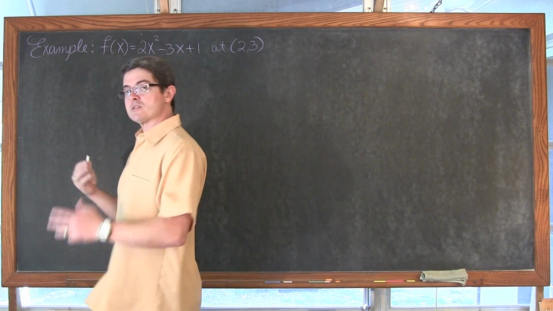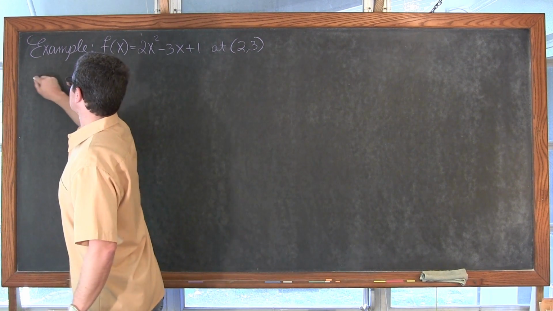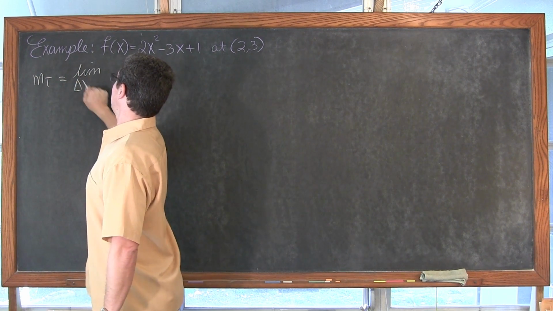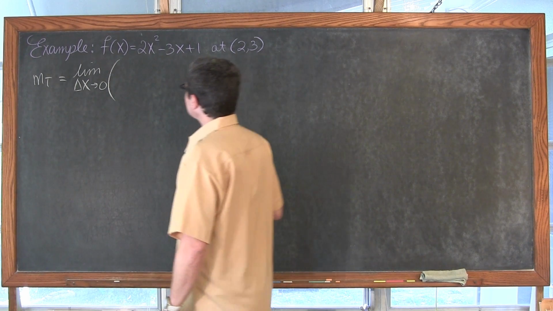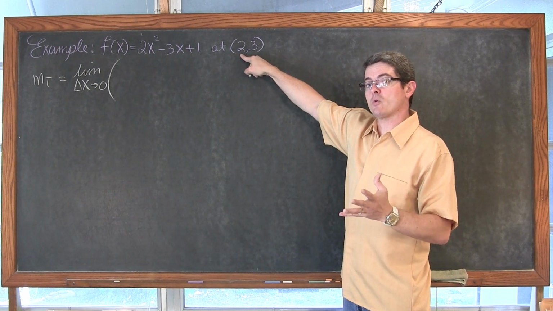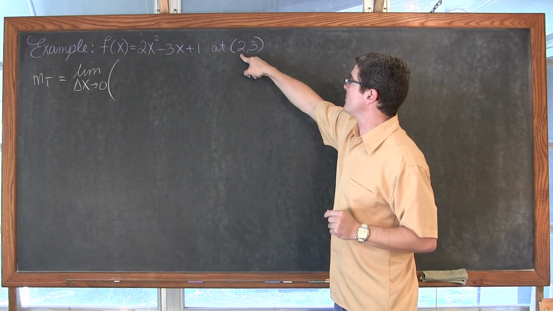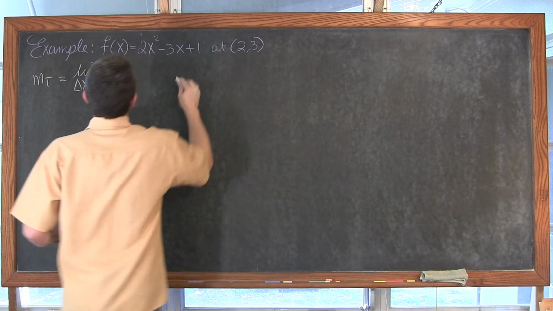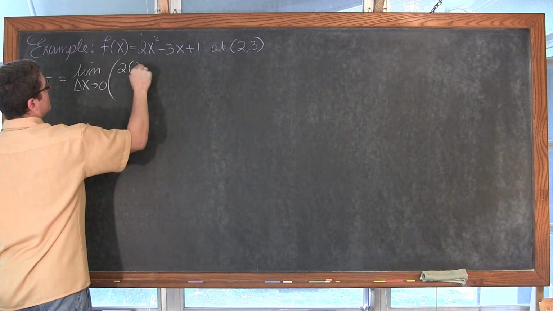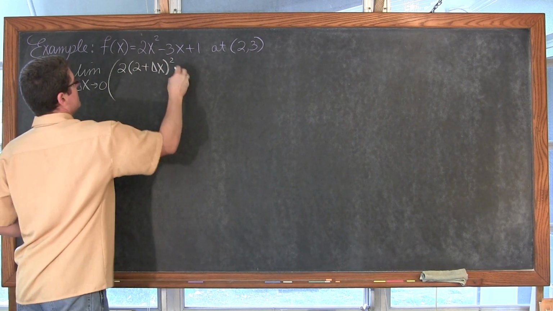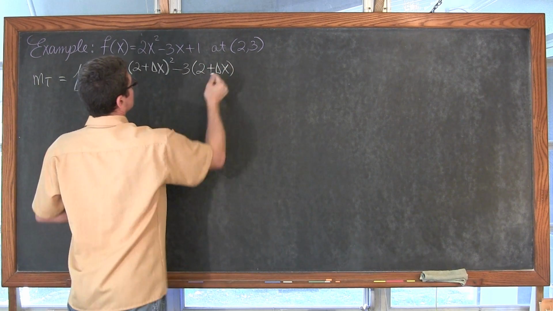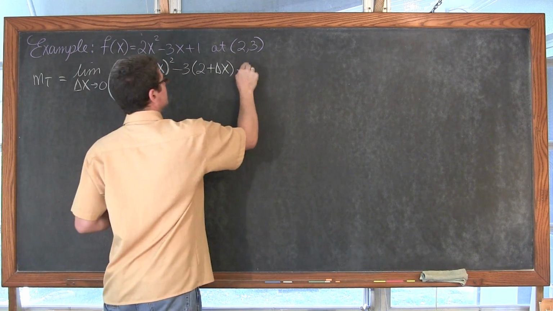So we want to find, again, the slope of the tangent line at this point. The slope of the tangent line is going to be equal to the limit as delta x approaches 0. And again, I want to take this function and plug in c, which is the x-coordinate at the point of tangent c that we want to find the slope at, plus delta x. So it's going to be 2 times c, which is 2, plus delta x squared, minus 3 times 2 plus delta x, not squared this time, it's just x, plus 1.